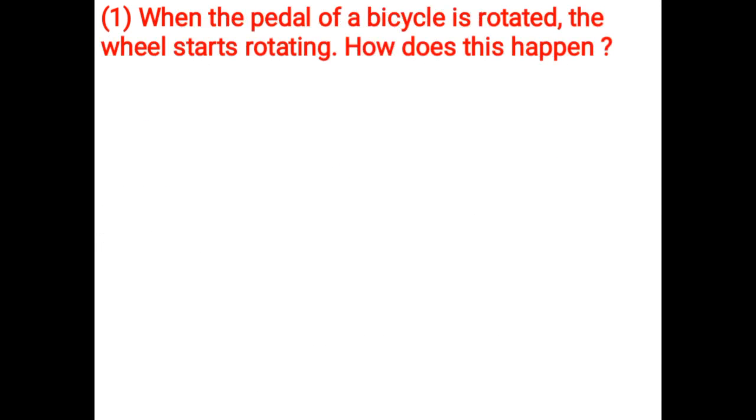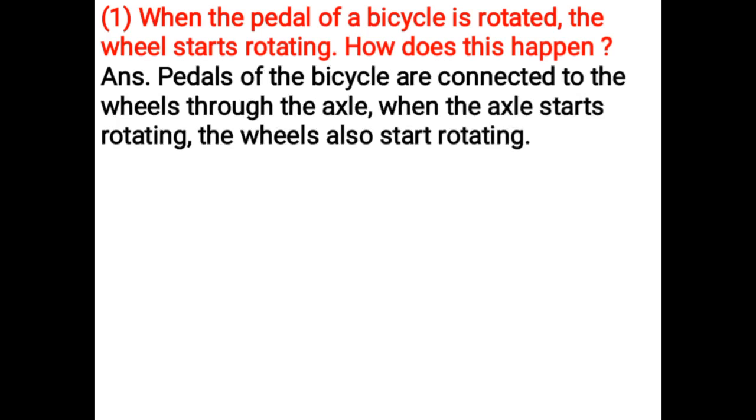Pair of scissors, lever of the first order. Can you tell? When the pedal of a bicycle is rotated, the wheel starts rotating. How does this happen? Pedals of the bicycle are connected to the wheels through the axle. When the axle starts rotating, the wheels also start rotating.